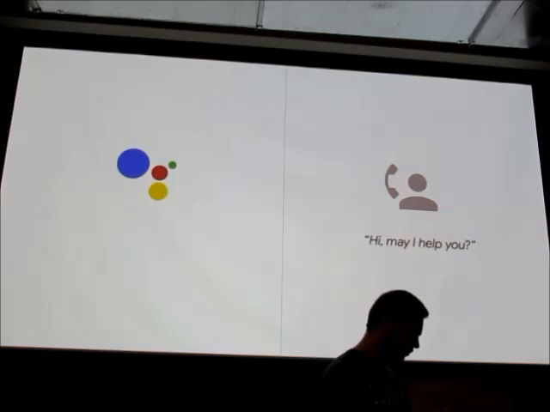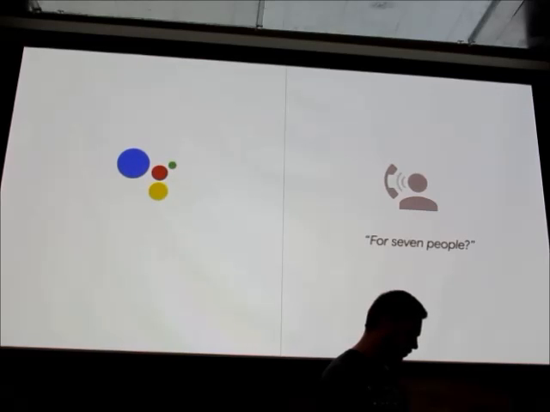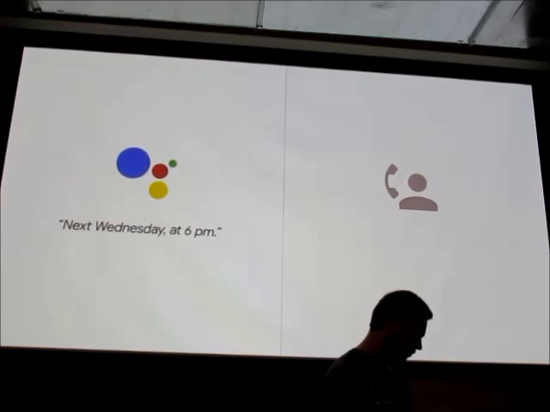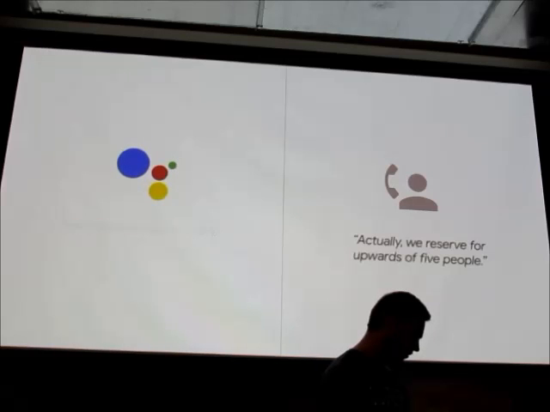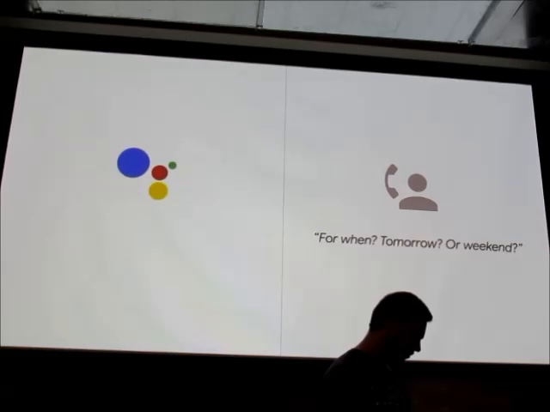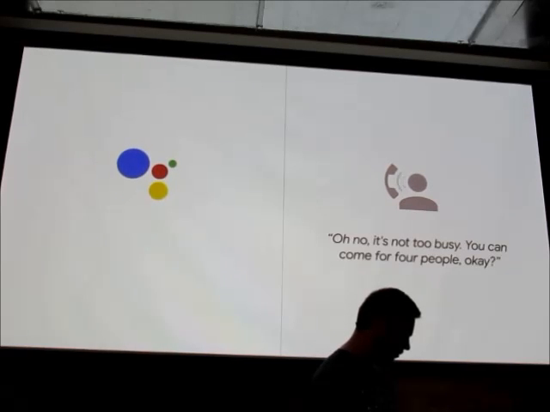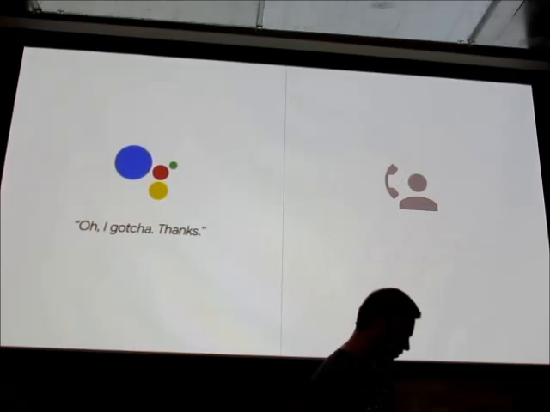How may I hear you? Hi, I'd like to reserve a table for Wednesday the 7th. For 7 people? It's for 4 people. 4 people with next Wednesday at 6 p.m. Actually we reserve for like after like the 5 people. For people you can come. How long is the wait usually to be seated? For when tomorrow or weekday or? For next Wednesday, the 7th. Oh no, it's not too busy. You can come for 4 people, okay? Oh, I gotcha. Thanks.